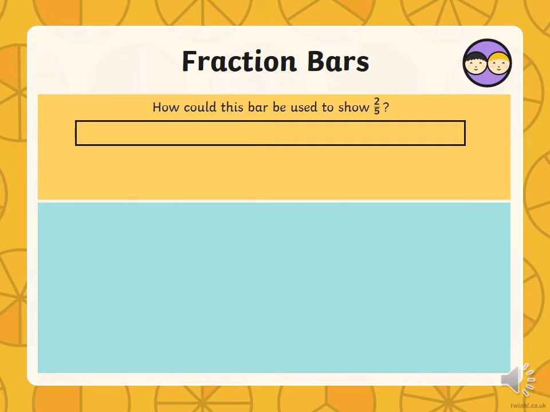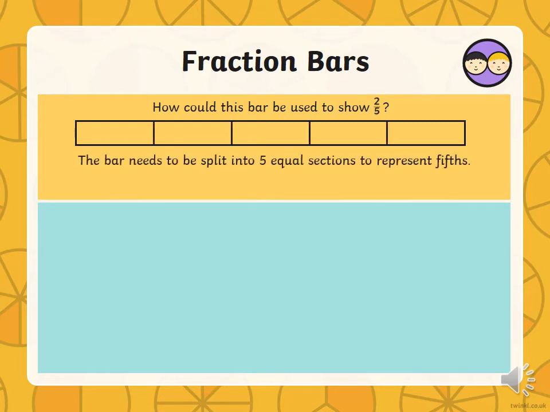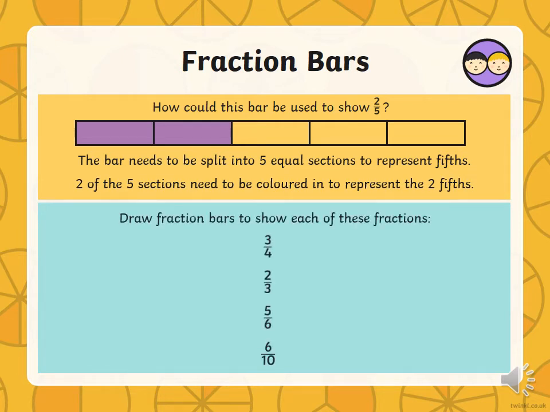How could this bar be used to show 2/5? So pause the video for a few seconds and just think for a minute. The bar needs to be split into 5 equal sections to represent the fifths. 2 of the 5 sections need to be coloured in to represent the 2/5. Draw fraction bars to show each of the following fractions. So just like the example you have at the top, you need to draw a fraction bar for the following 4 examples or fractions.